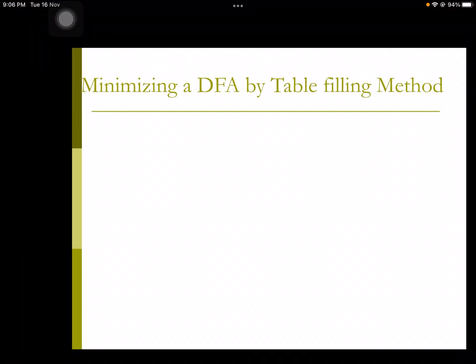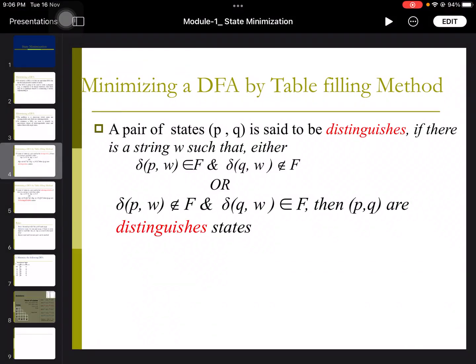Hello student, today we will start one more method: minimizing a DFA by the table filling method. This is the eighth lecture of our pre-video series. In this we will discuss minimizing a DFA by table filling method. This is a popular method. You can expect one question from this topic, which is very important, right?